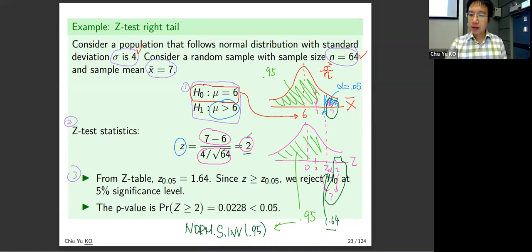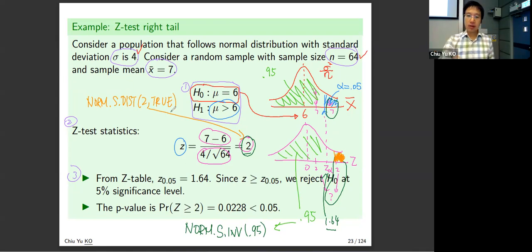How to calculate the p-value? Your Z is 2, so 2 is here. What you want is to calculate the area on the right-hand side of 2. How to calculate it? You calculate the left-hand side area, which is NORM.S.DIST of 2, true, and then 1 minus that gives the right-hand side. So this gives us 2%, less than 5%, then you're done.